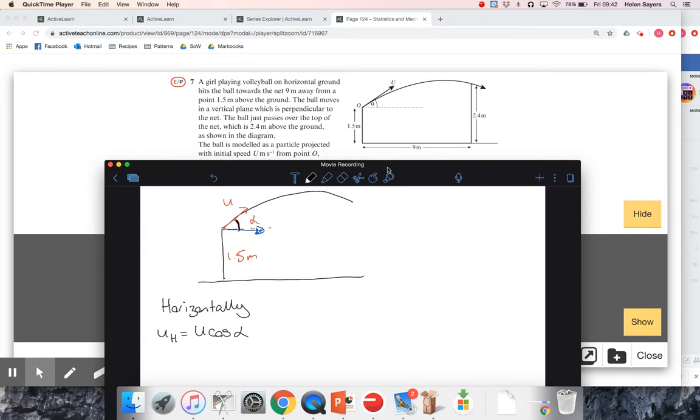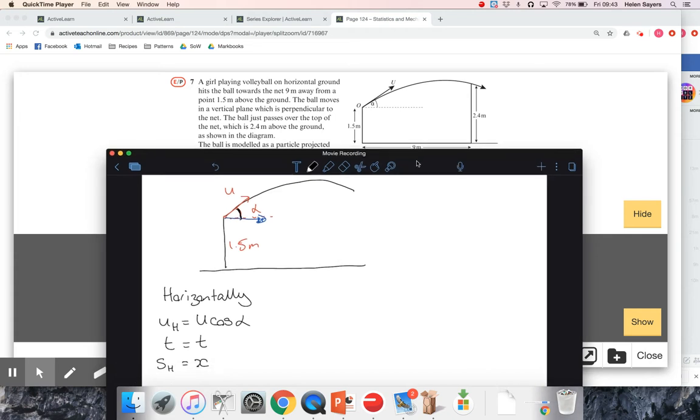I'm going to call time t, okay, because as we've seen in the previous questions, it's the time that's going to be the same whether I'm looking horizontally or vertically, and they're asking me about the displacement, so I'm going to call that x in the horizontal direction. Okay. So, and as we said, acceleration in the horizontal direction is going to be 0 as far as we're concerned.